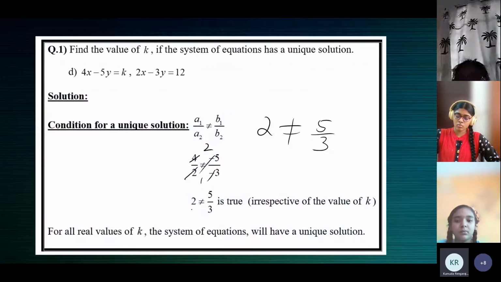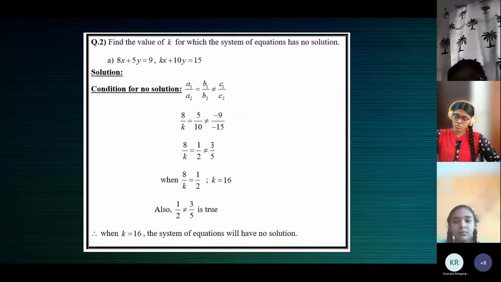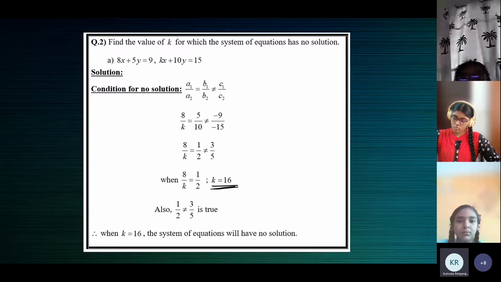Now for no solution, only this value. K is equal to 16. That is only when k is 16. Only when k is 16, the system of equations will have no solution.